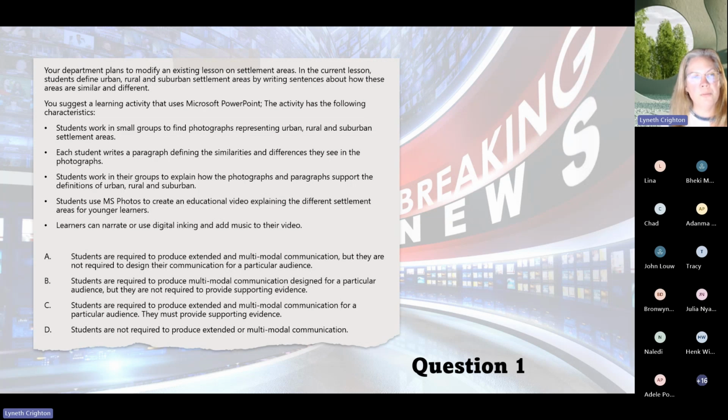They work in small groups to find photographs representing urban, rural, and suburban settlement areas. They write a paragraph defining the similarities and differences they see in the photographs. They work in their groups to explain how the photographs and paragraphs support the definitions. And then lastly, they use MS Photos to create a video explaining the different settlement areas to younger learners. And they can narrate or use digital inking and add music to their video.